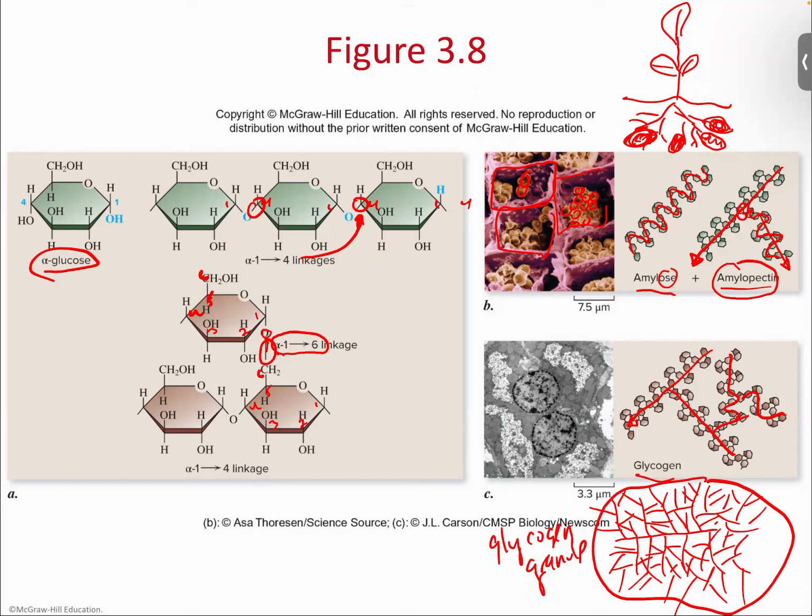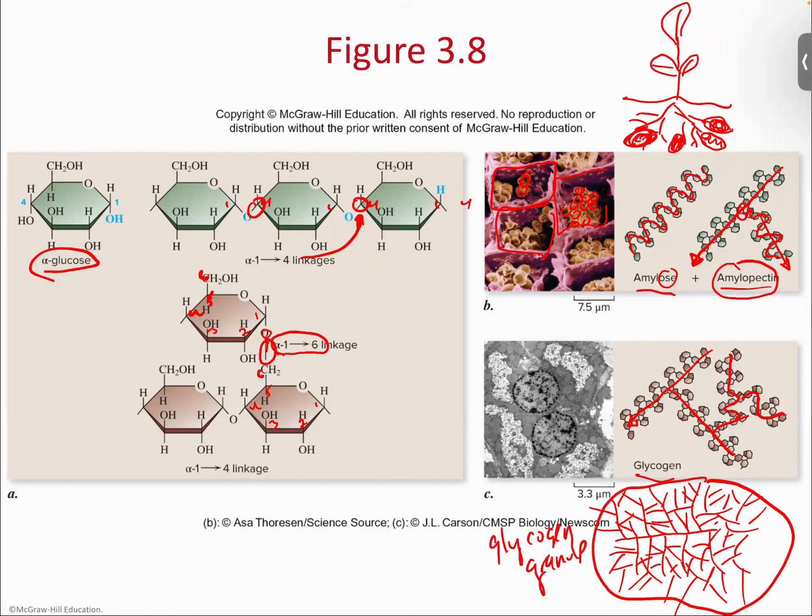Okay, now let's take a look at and foil this against what it would look like if we took, instead of alpha glucose, beta glucose. So what if we actually linked beta glucose together in a long chain? And remember, beta glucose is still glucose, right? And it's still going to be a 1,4 linkage. So that's also true as well.